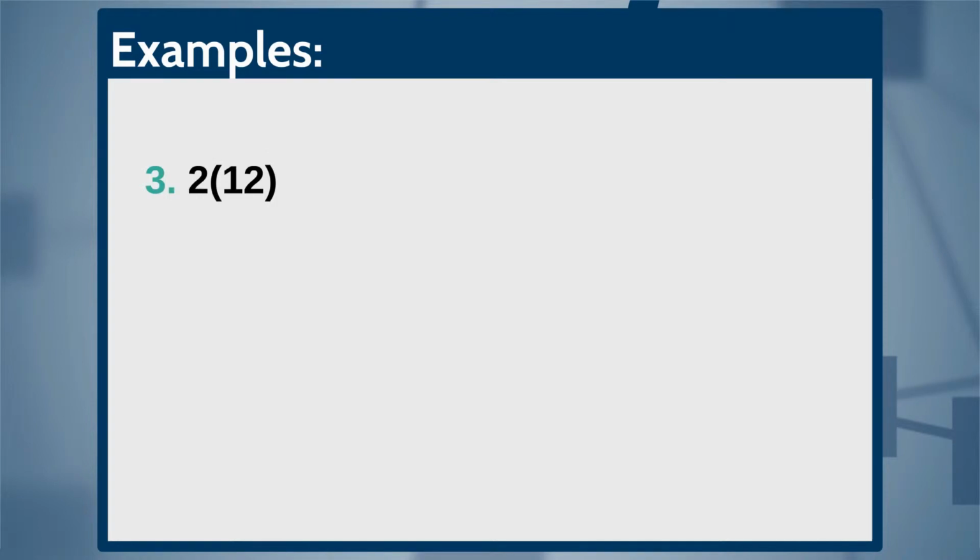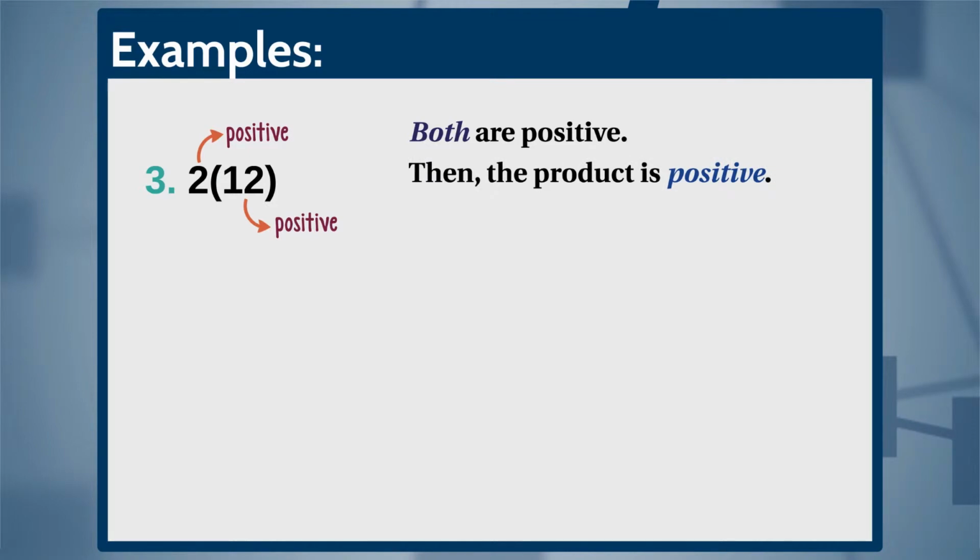For number 3, find 2 times 12. Start by identifying the signs. 2 is positive, and 12 is also positive. Both are positive, so our product is positive as well. Thus, 2 times 12 equals 24.